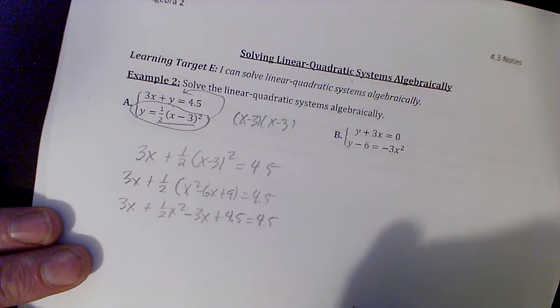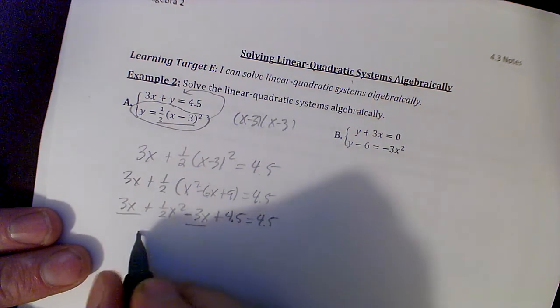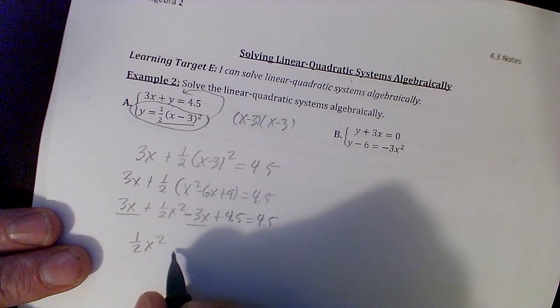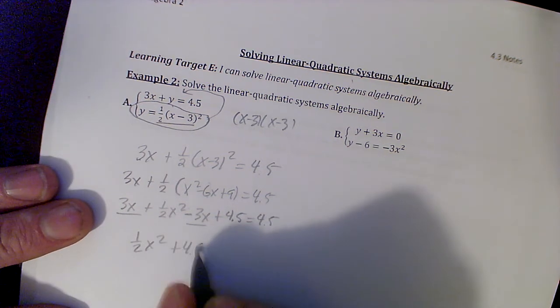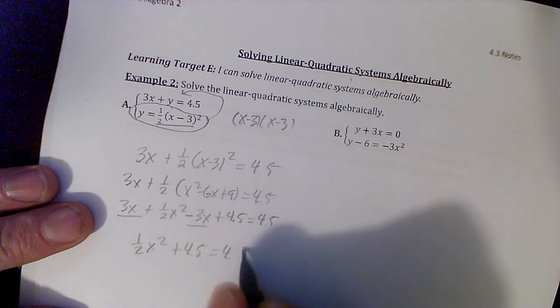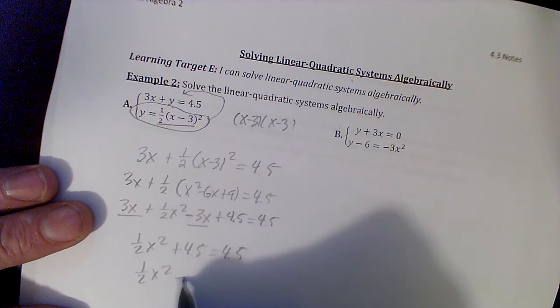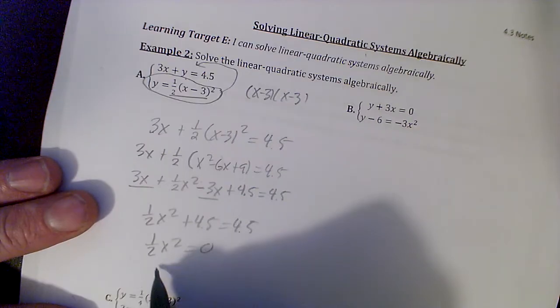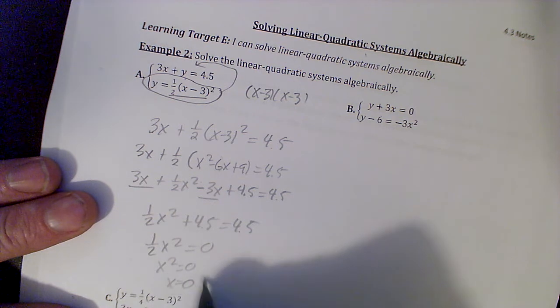Right? I can see that I can combine these like terms, right? Which gives me 1/2 x squared, the 3x's disappear, plus 4.5 equals 4.5. Subtract 4.5, I get 1/2 x squared equals 0. Multiply by 2, you got x squared equals 0, or x is equal to 0.